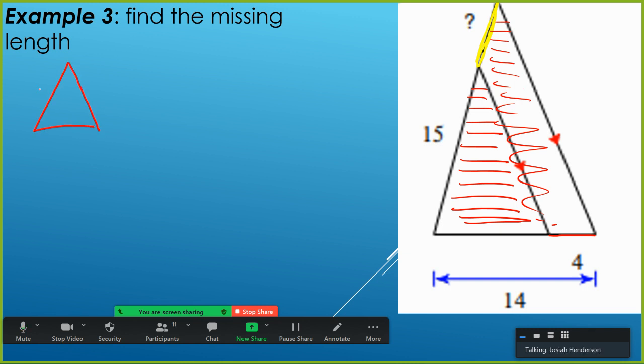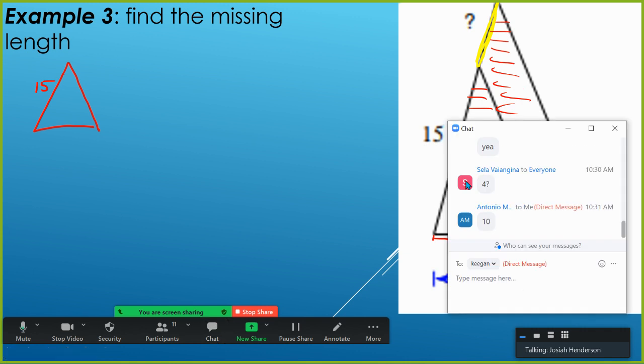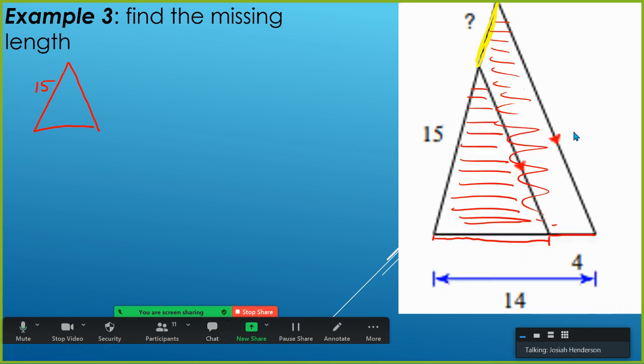We know that the left side here is 15. How about the bottom of the smaller triangle? How long is this section that I'm labeling right here? Can we figure that out just by the numbers they gave us? Something in the chat. Oh, go ahead. 10. Yeah, is that Sela? Good job, Sela. And Antonio as well. Good job, both of you. Thank you for answering. Yeah, so that's 10. So this is good. We've got two sides already ready to go on our small.